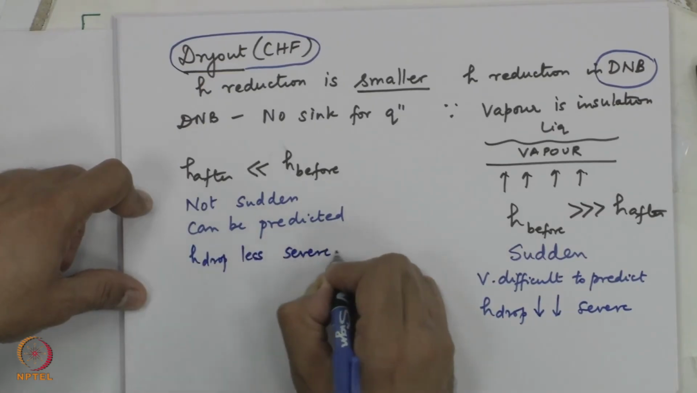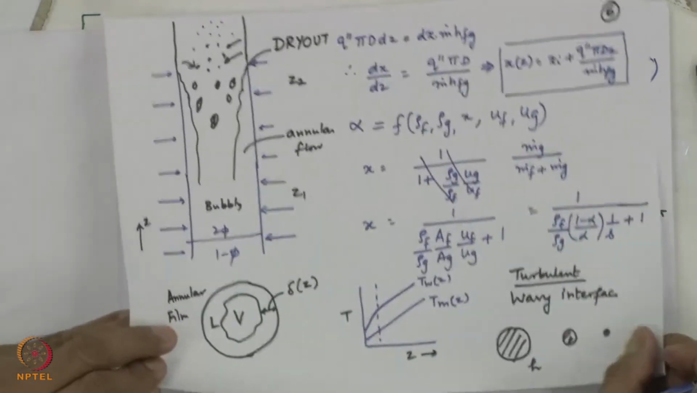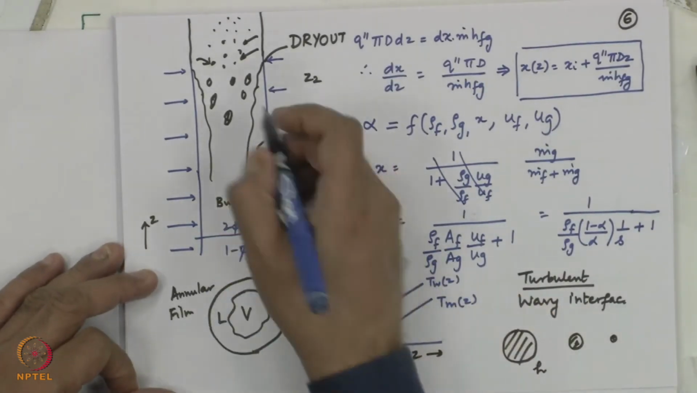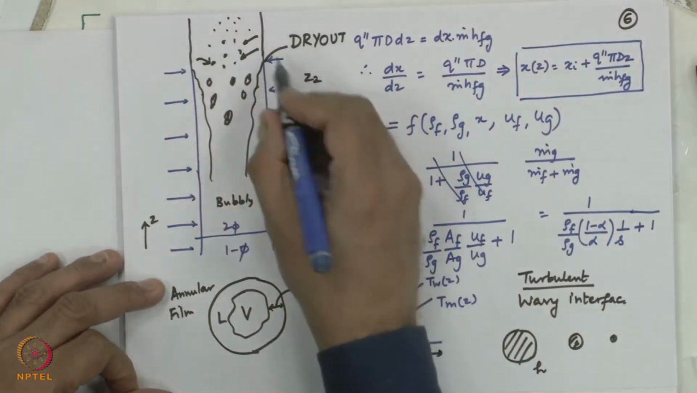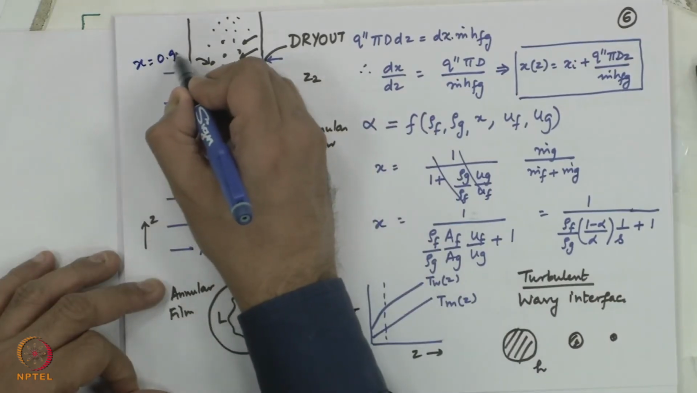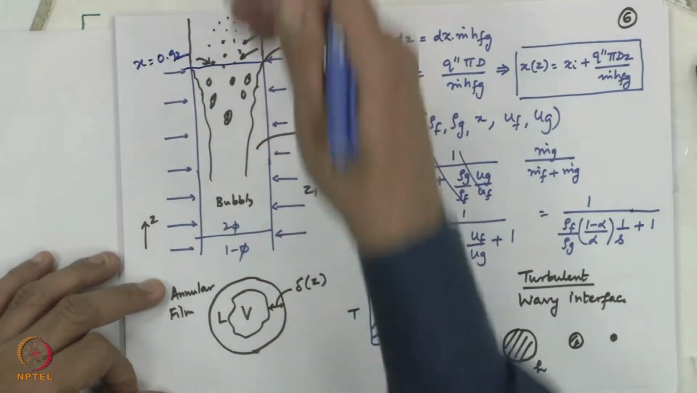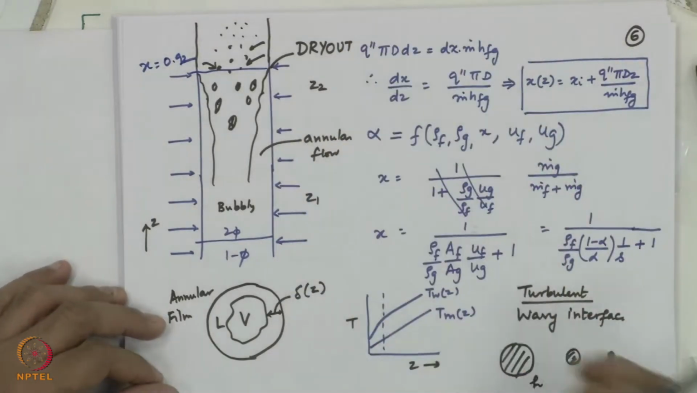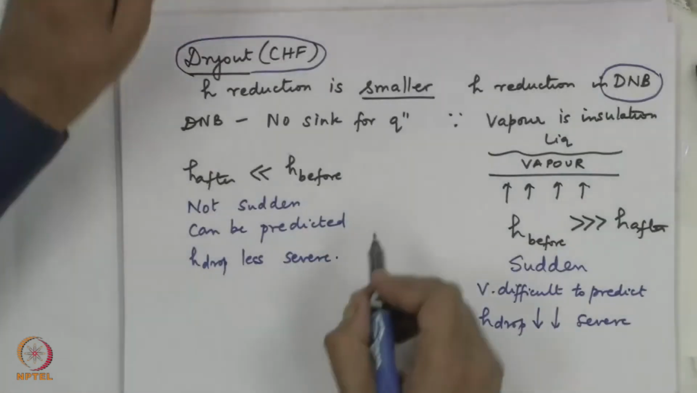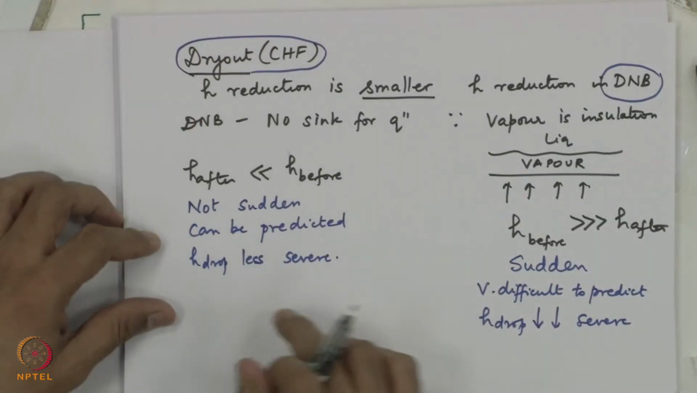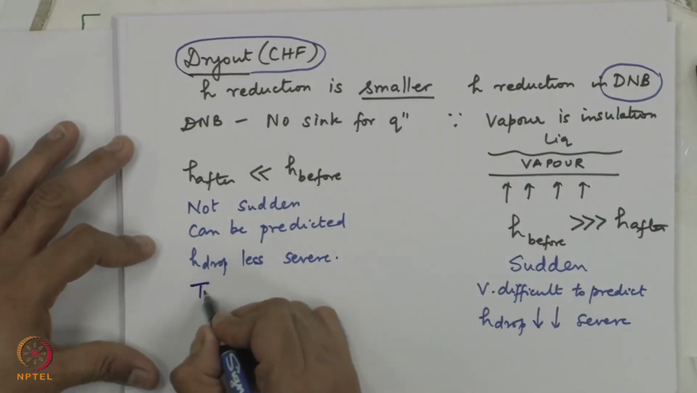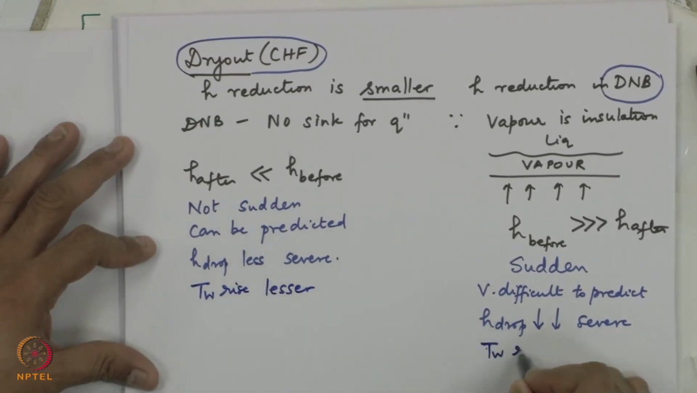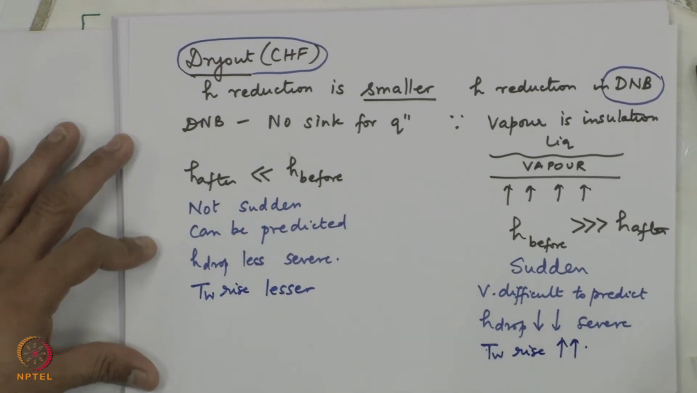Why? Because I have a sink in the form of liquid droplets which are going to evaporate and carry away the heat. So, until I reach complete vapor, so this could be x is equal to 0.92 or something where this happens. So, till I go to x equal to 100%, quality 100%, I have a sink where heat is going to be removed, and therefore, the drop in heat transfer coefficient would be less severe. Damage or wall temperature rise is lesser. Here wall temperature rise is much greater.